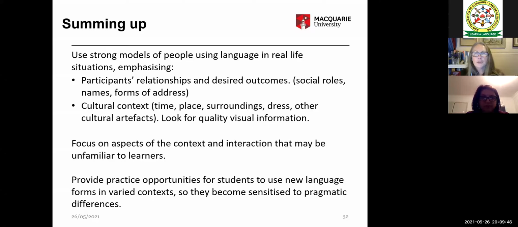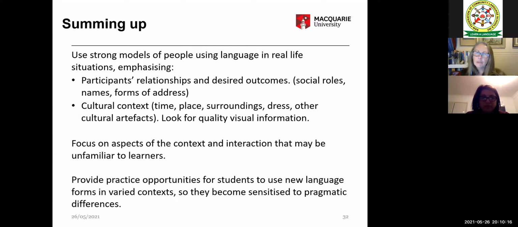And that will give your students a chance to notice things like social roles, names, forms of address, and so on. The cultural context also needs to be emphasized. So the time, the place, the surroundings, things like even the dress, what they're wearing, other cultural artifacts. So you need to find lots of quality visual information to provide that backup from the dialogues and things that you're using in your materials.